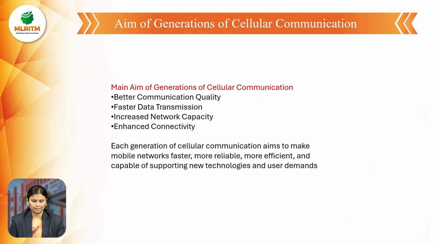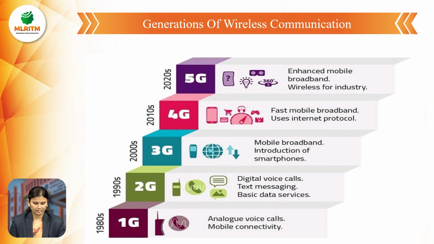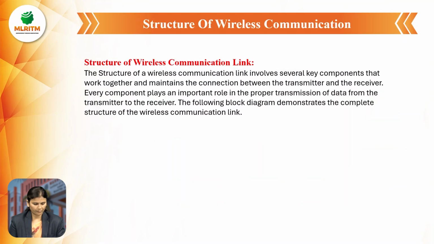Next, the main aim of the generations of cellular communications are better communication quality, faster data transmission, increased network capacity, and enhanced connectivity. These are the generations of the wireless communications, and this is the structure of the wireless communication.